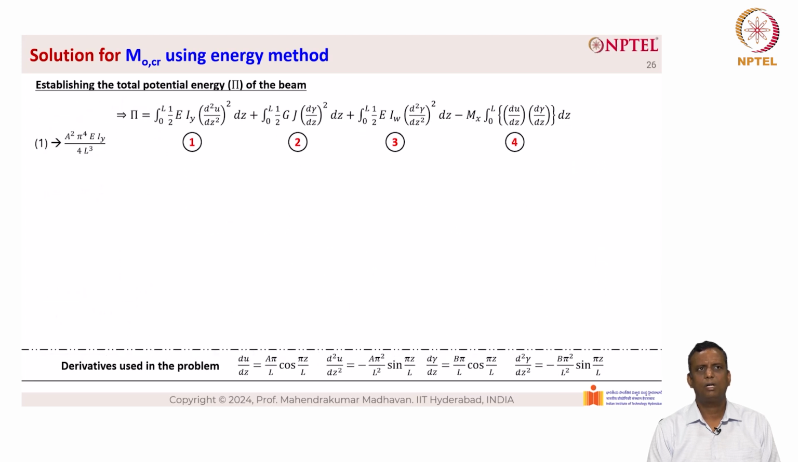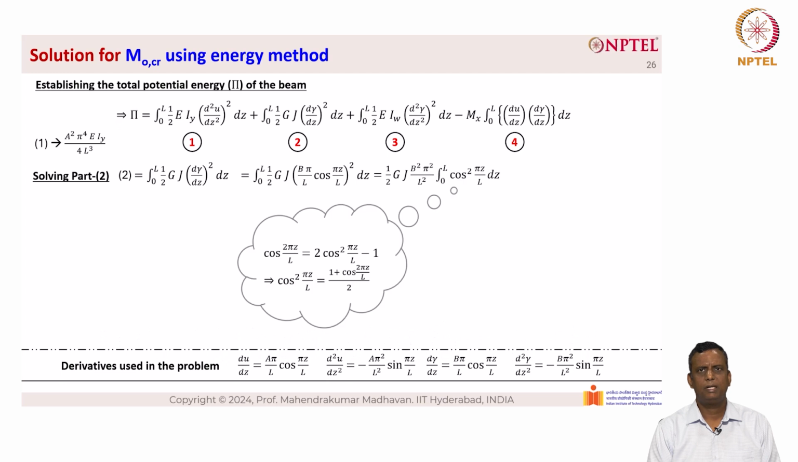Similarly, we can solve for number 2. Here again, we can expand it, and we get the equation half GJ B² π²/L² times the integral from 0 to L of cos²(πz/L) dz. This integral from 0 to L of cos²(πz/L) actually becomes L by 2.